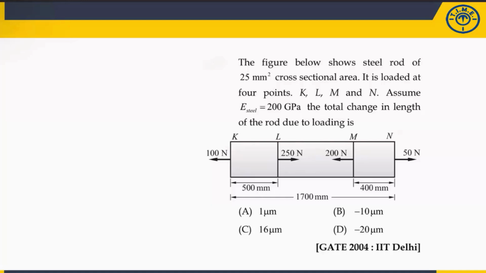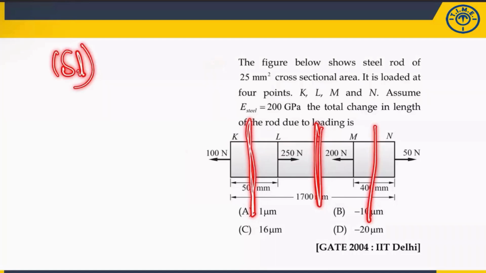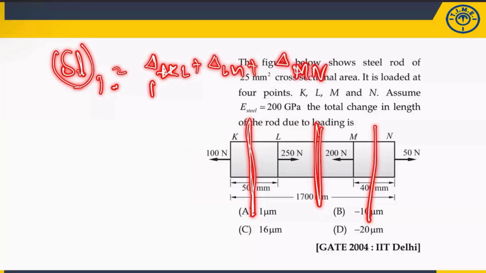What you have to calculate is the total change in length of the rod. What will you write? The total change in length means change in length of this bar, change in length of this bar, change in length of this bar. That means you first have to calculate the load acting on these three members, and this I have discussed. Then you have to use the total change in length, let us suppose change in KL plus change in LM and change in MN, and you know the formula PL by AE. Once you know the force P, the length is given, area is given, E is given.